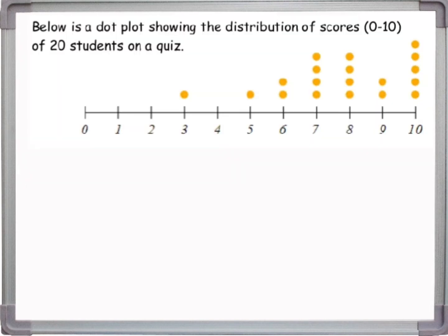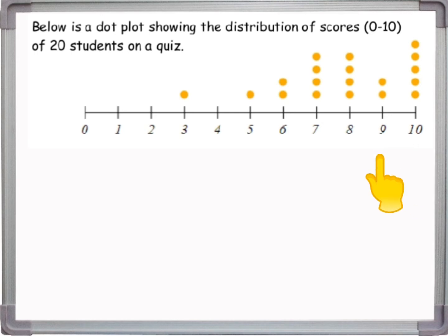For example, below is a dot plot showing the distribution of scores. The scores are between 0 and 10, and it is of 20 students on a quiz. So each of the yellow dots in the figure represents one of the 20 students. So the following dot plot tells us that 5 students score a 10 on the quiz because there are 5 dots on the number 10.